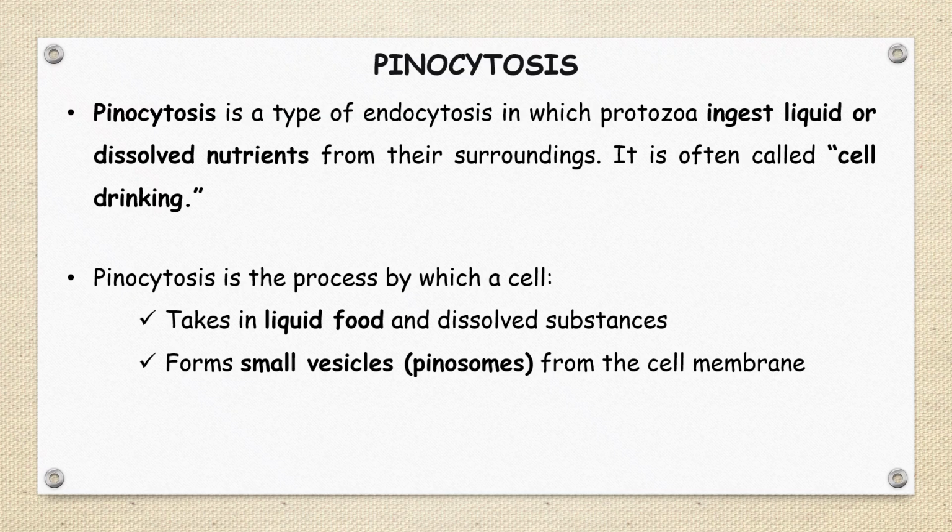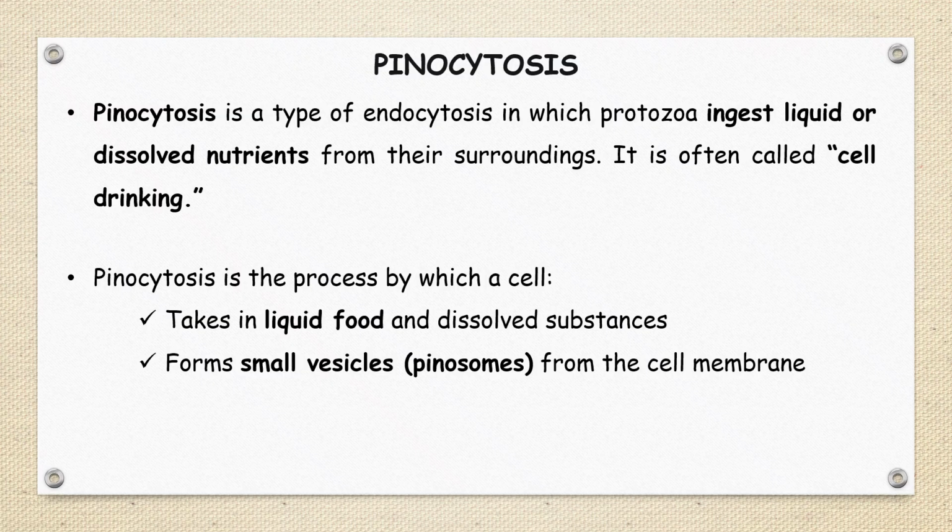After talking about these two, moving to the third type of nutrition seen in protozoans, that is pinocytosis. Pinocytosis in protozoans is a mode of nutrition where protozoans ingest liquid nutrients, the dissolved type of nutrients. That is the basic difference between holozoic, where it is solid food particles, and pinocytosis, which is meant for intake of liquid nutrients.